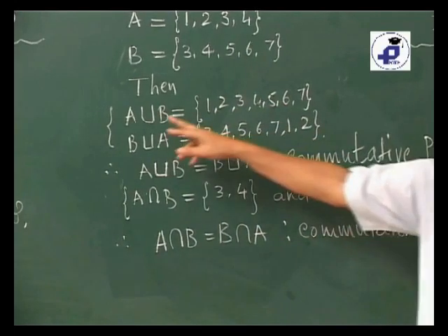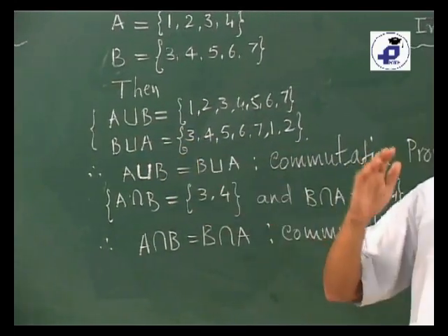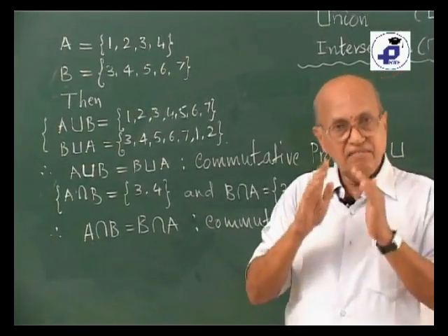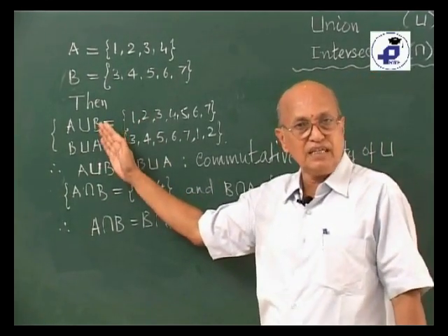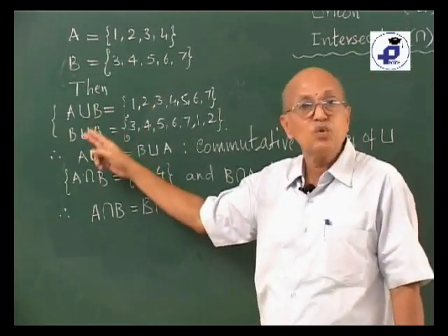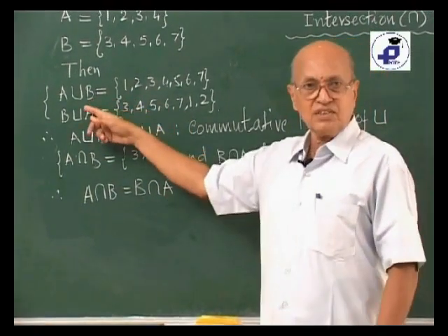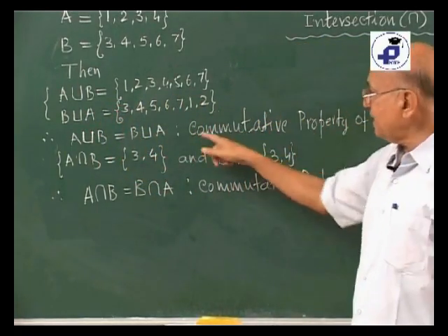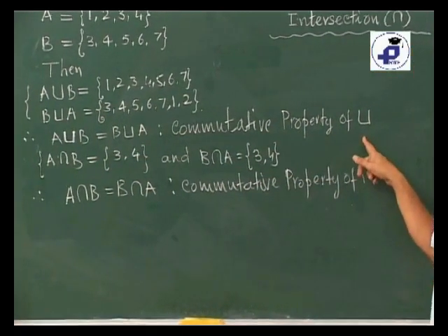That means A union B or B union A, it is all the same. That is, what do you mean by that? Whenever a set operation union is done with the two sets A and B, it is immaterial whether you take A first or B first, it is immaterial.